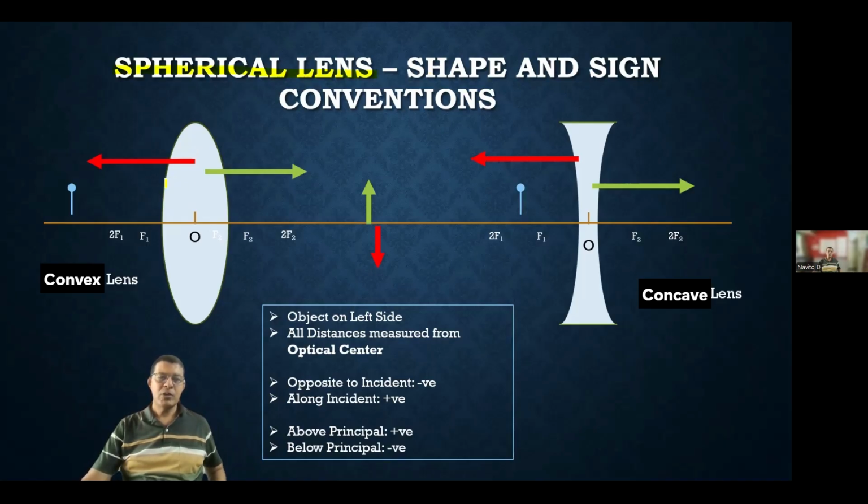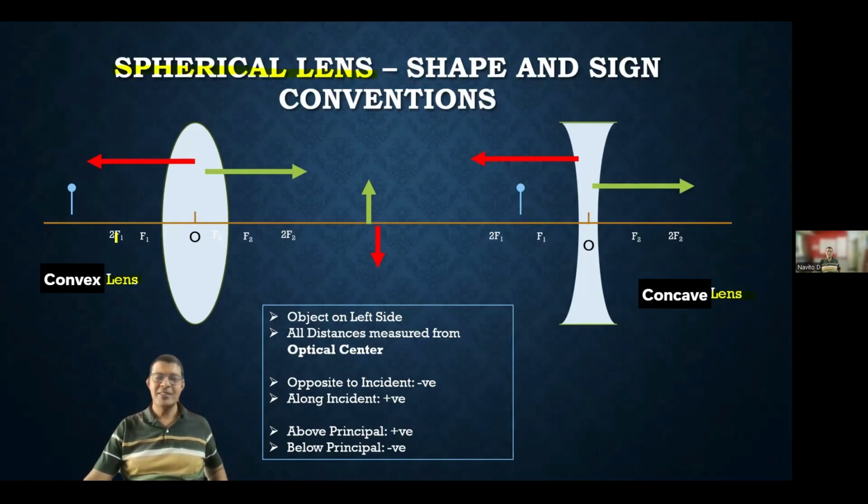Now, when we talk about a concave lens, it is bulging on the sides, like a bulging belly. A convex lens is thin, a fit body, and a concave lens is a bulging body.